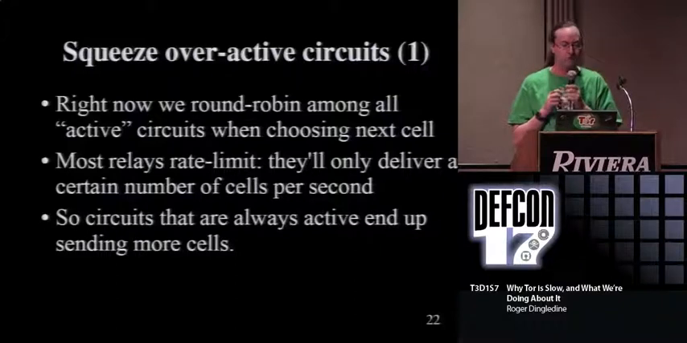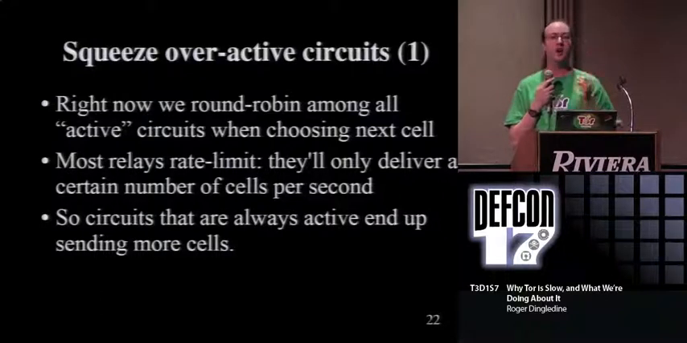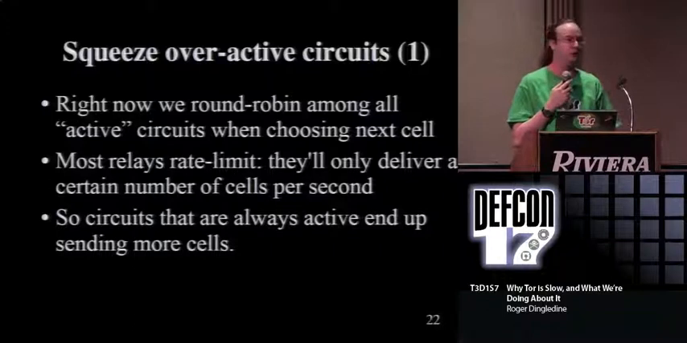So the first approach is maybe we need to find the circuits that are pushing a whole lot of cells, and we need to slow them down. We need to say, you're talking too fast. I'm not going to let you talk that fast because there are a lot of people talking more slowly, and they should get priority. So the way this actually works is a lot of the relays out there rate limit, and that's a good thing. They should do that. So they only deliver a certain number of cells per second.